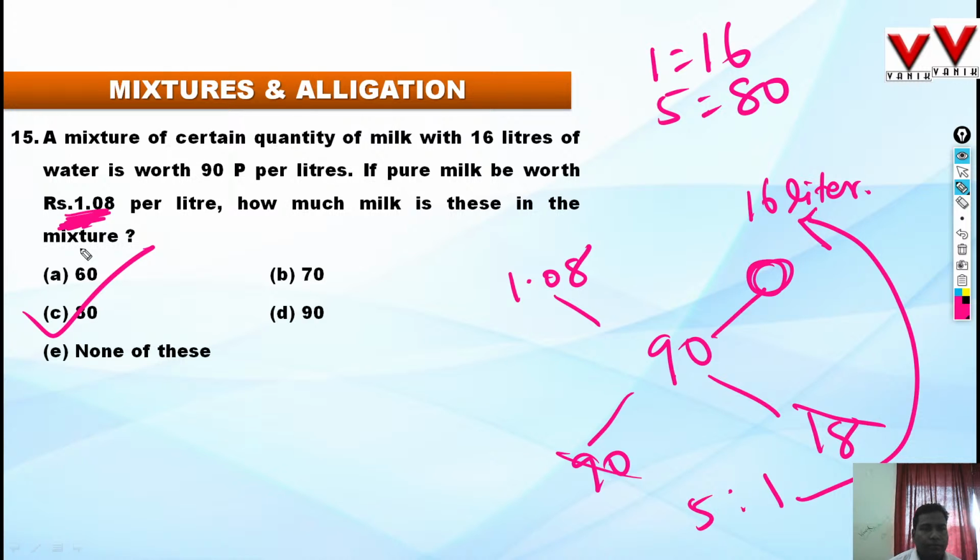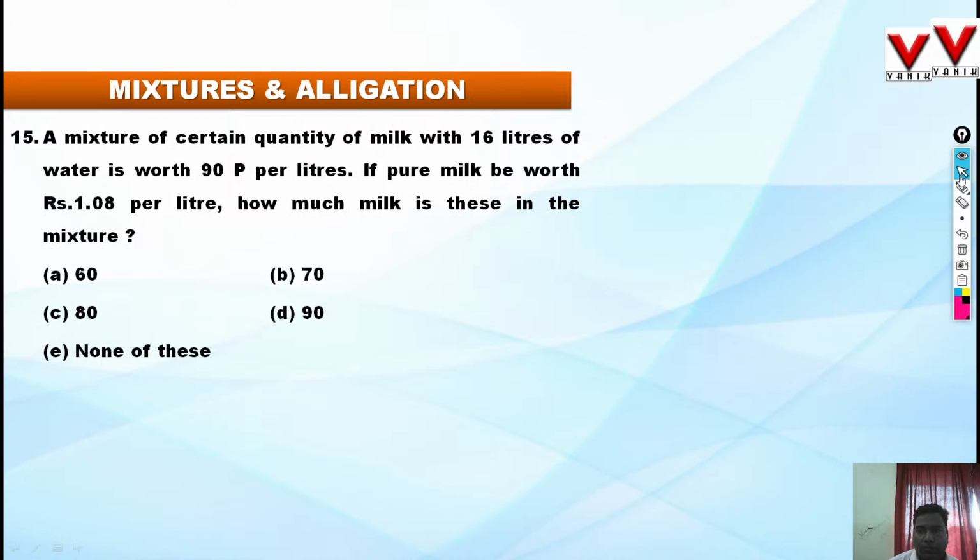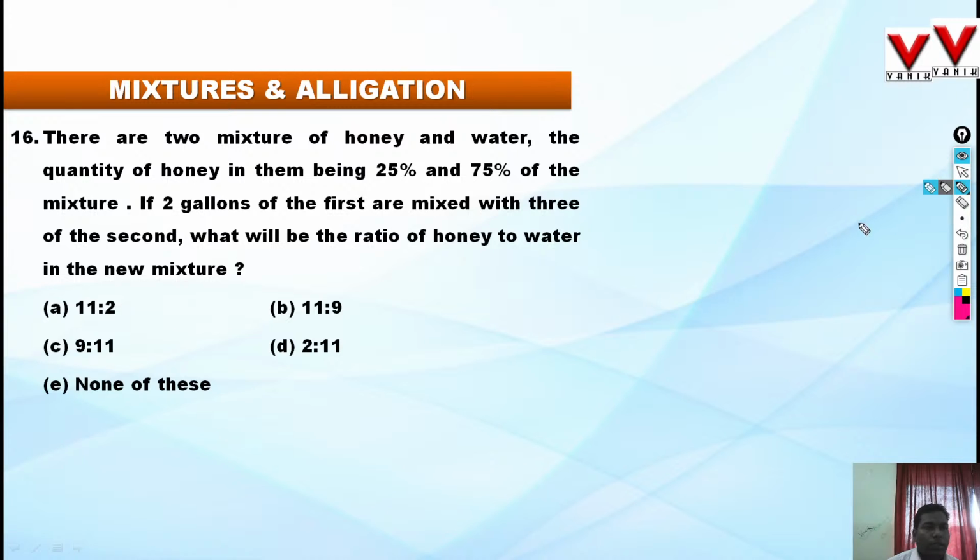Okay, 15 number. Then come to the next number, 16 number. There are two mixtures of honey and water. The quantity of honey in them being 25% and 75% of the mixture. If 2 gallons of the first are mixed with 3 of the second, then what will be the ratio of honey to water in the new mixture?